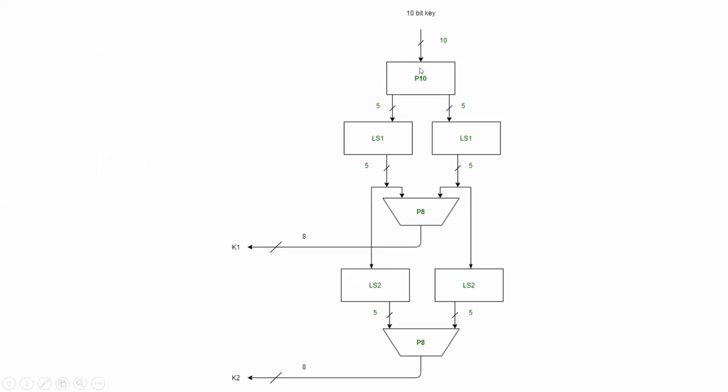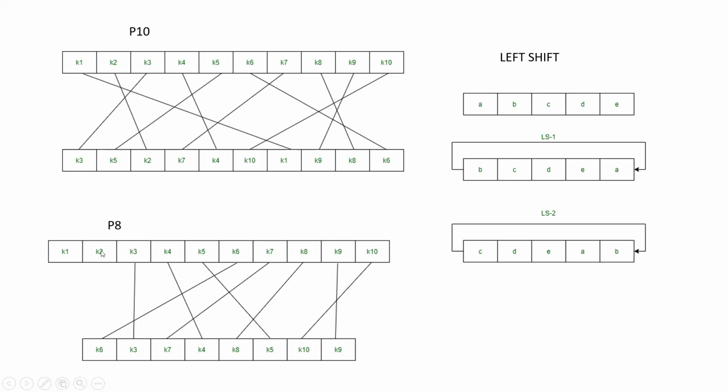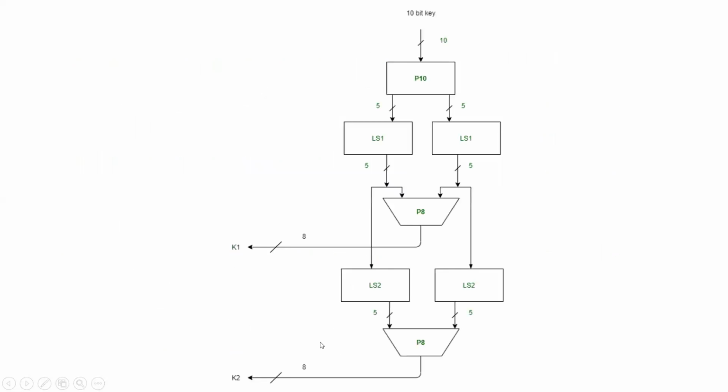So after performing the left shift once on the first 5 bits and the next 5 bits, those two are combined and given as input to the P8. So this is the P8, where we give the input as the 10 bits and finally generate 8 bits. That is, we take random bits out of those 10 bits to produce an 8-bit output. And that 8-bit output is the key K1 that we use in the first function of our algorithm.